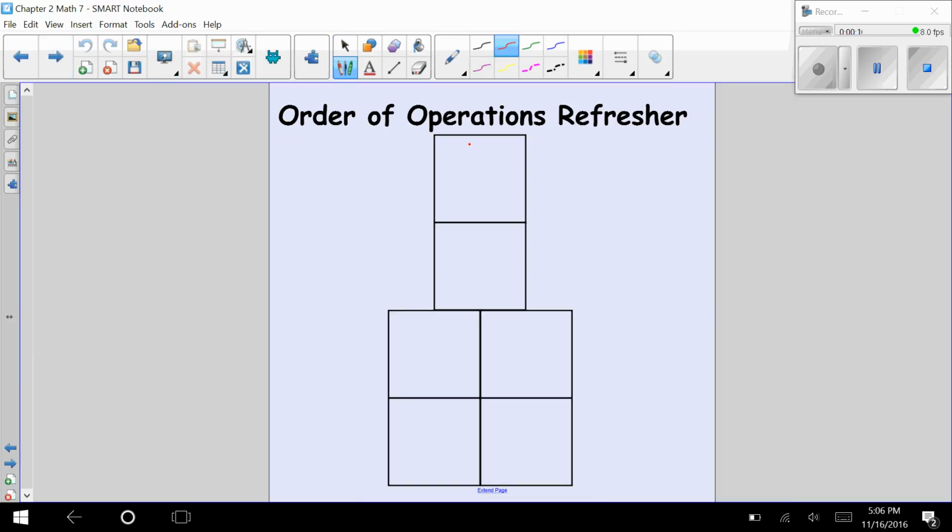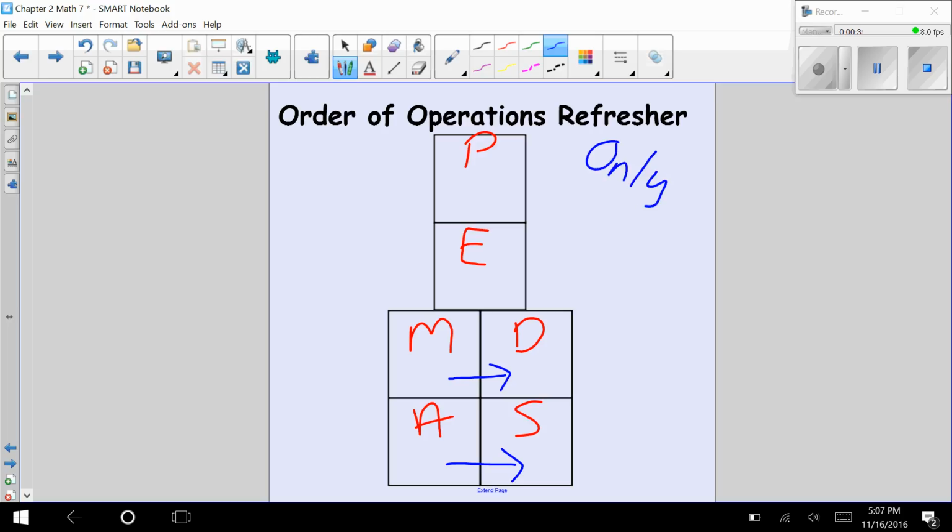A quick reminder that we do parentheses, exponents, multiply, divide, add, subtract. The reason I prefer this setup is because for multiplication and division we go left to right, and for addition and subtraction we go left to right. They are the same step. We use order of operations when we are working with only numbers. If we're working with just numbers, we use the order of operations.